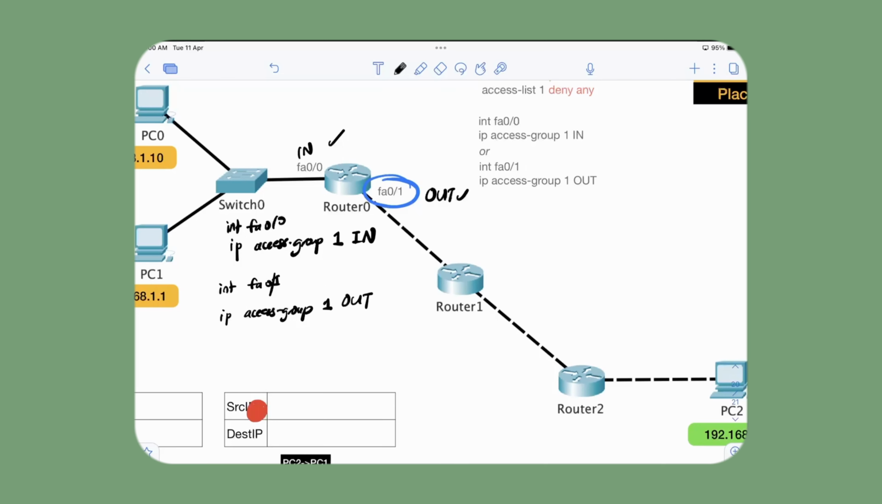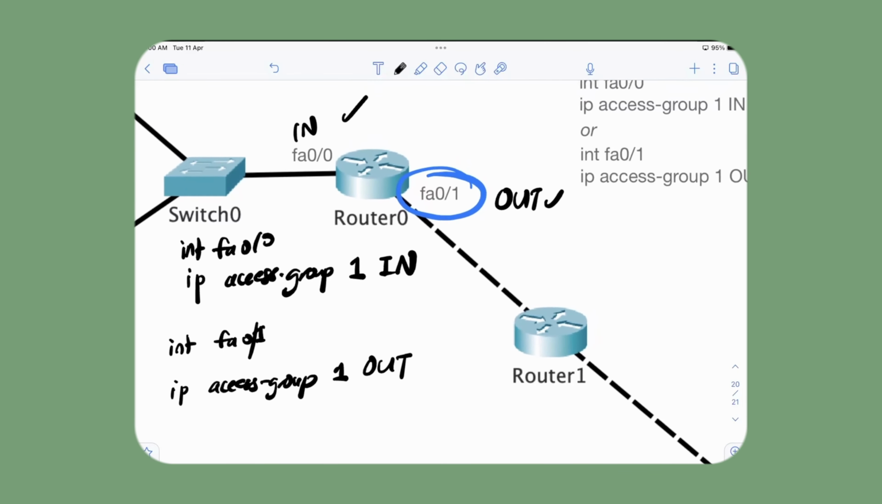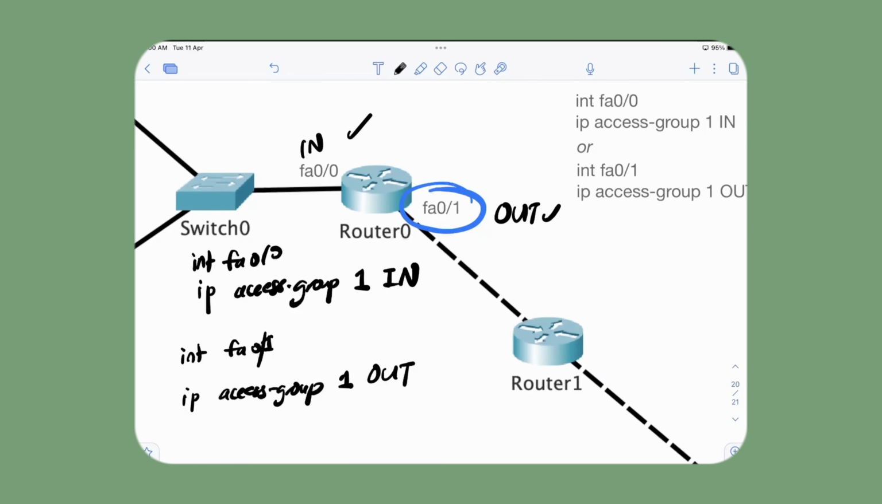Now, maybe something that I can share with you that they asked in the previous class. So now I say in and out are also correct. 0/0 in, 0/1 out, correct. But is there a better one among 0/0 and 0/1? If I put 0/0 in, will it be better or faster compared to if I put in FA01 out? You think got or not? Got a bit, very small.